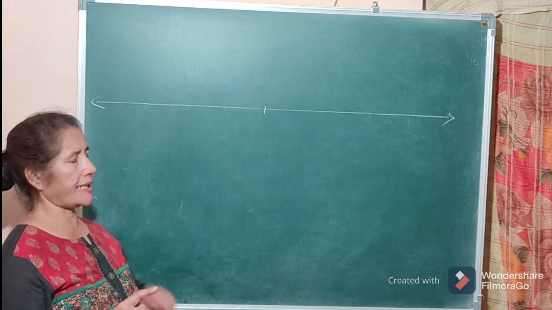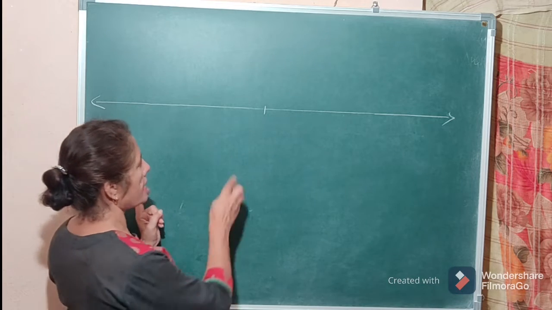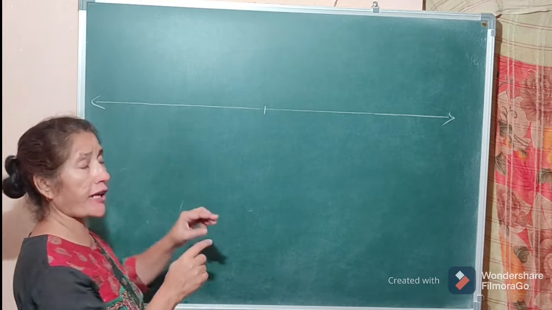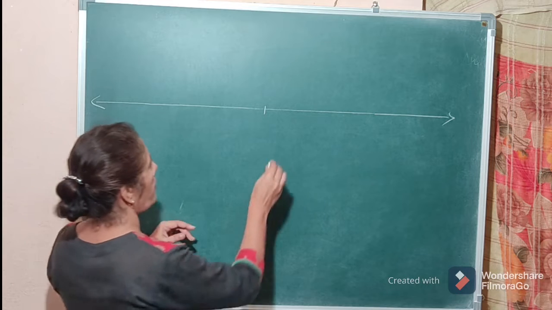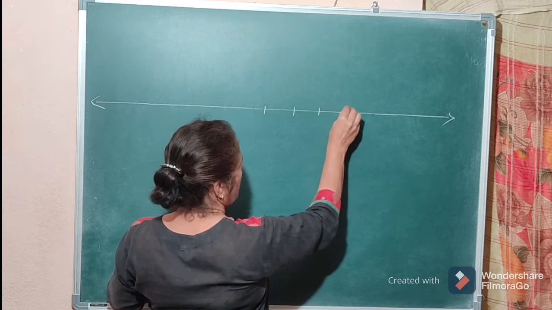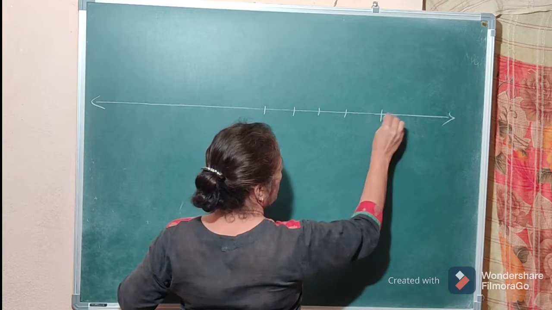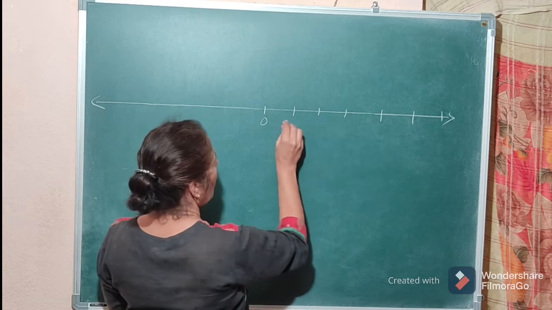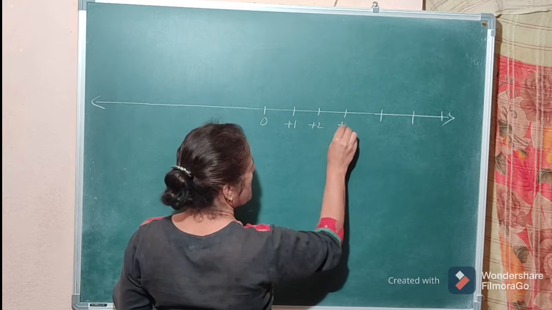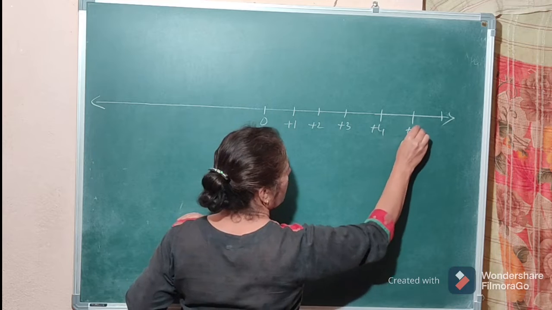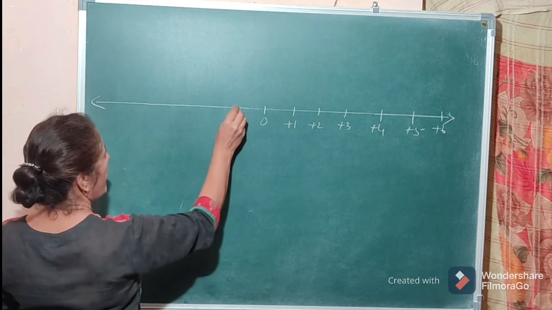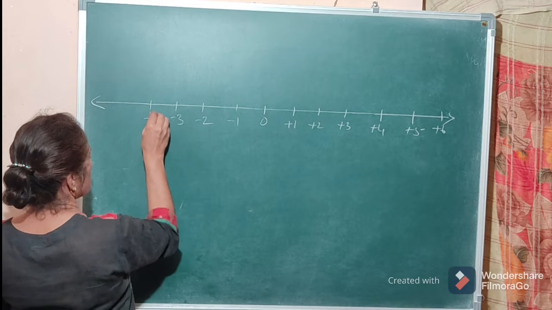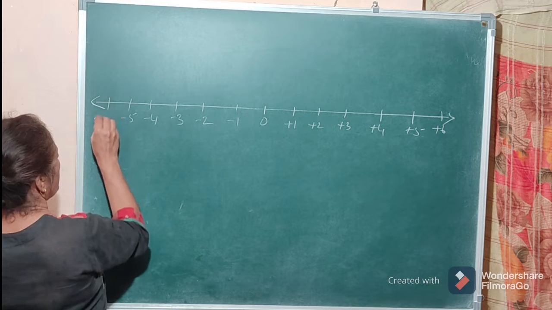So, draw this line like this. Somewhere in the middle you mark 0. Immediately after drawing, for every centimeter, mark the points like this, without lifting your scale. After that, somewhere in between, you mark 0. This side all positive: +1, +2, +3, +4, +5, +6 and so on. This side, -1, -2, -3, -4, -5, -6.